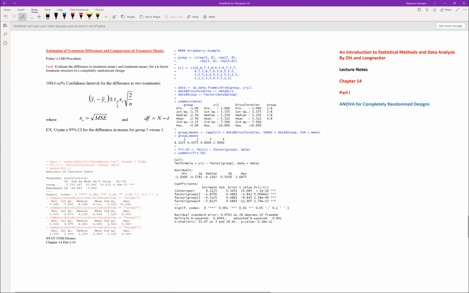Hello, everyone. We're working through Introduction to Statistical Methods and Data Analysis by Ott and Longnecker, Chapter 14, Part 1, ANOVA for completely randomized designs.